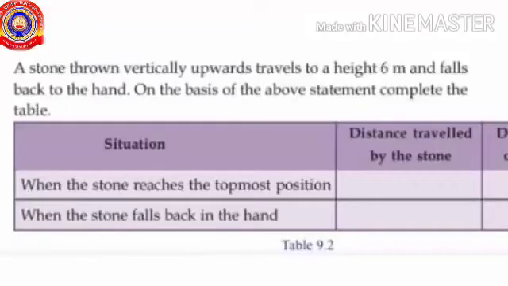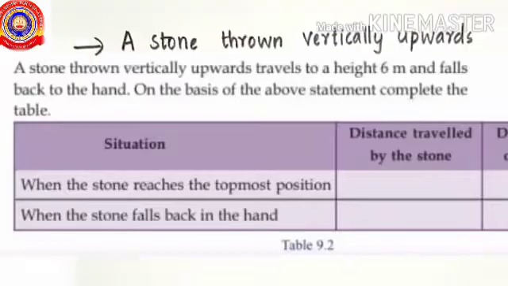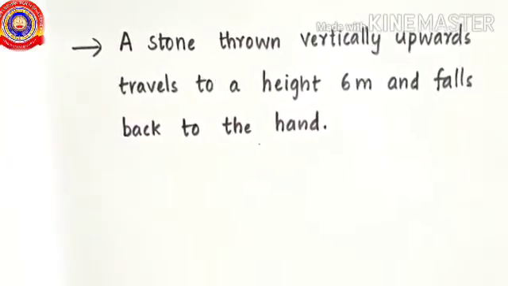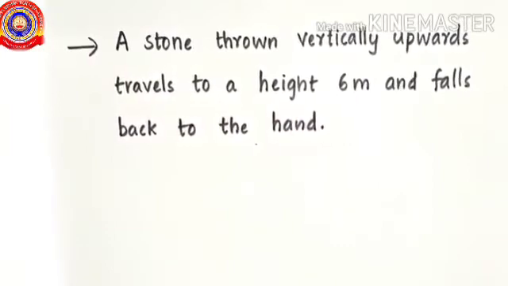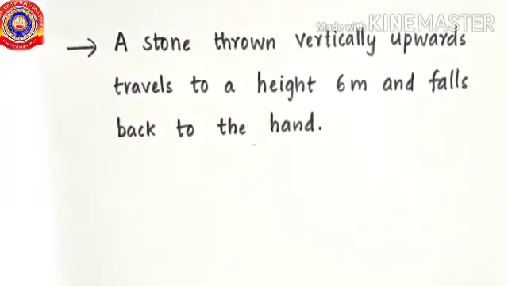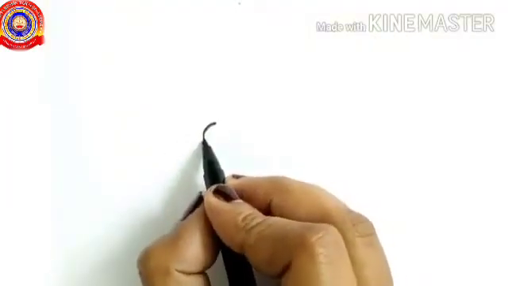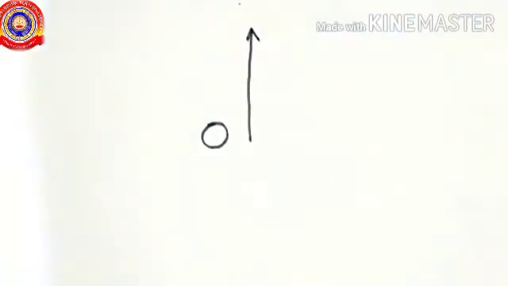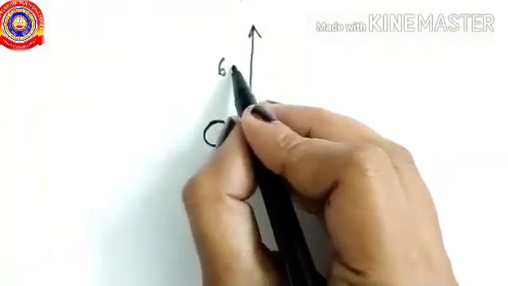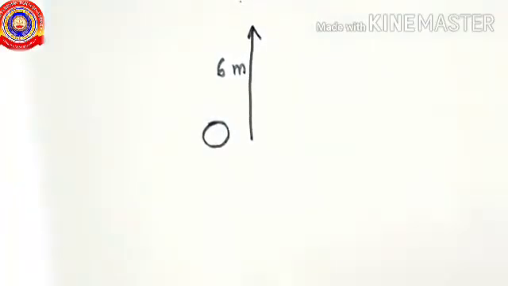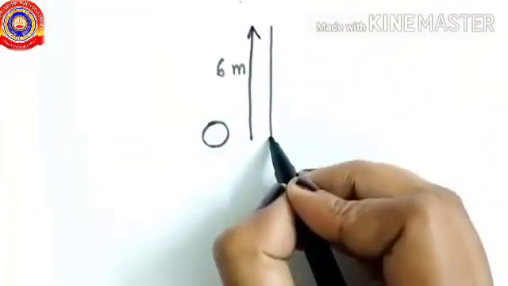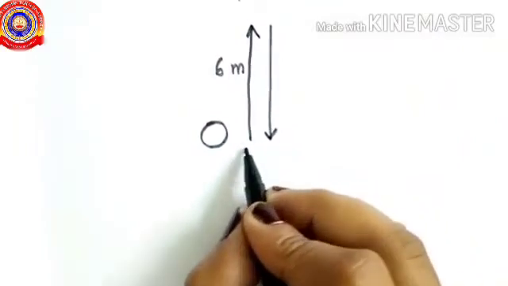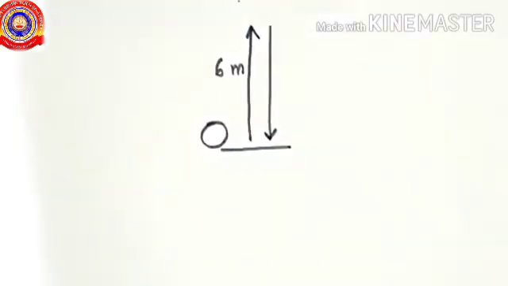Let's look at another question, and this question is from your textbook. A stone thrown vertically upwards travels to a height of 6 meter and falls back to the hand. Let's picturize this. A stone from the ground is thrown vertically upwards and it travels to a height of 6 meter. Then it came back to the hand. That is, the stone has reached the point where it started. Based on it, let's try to complete the table.